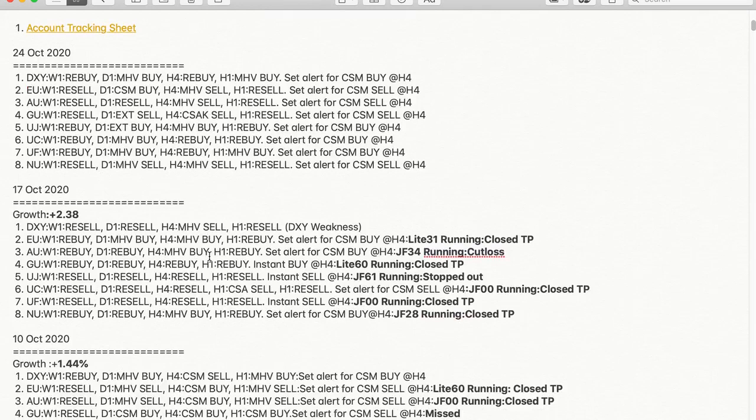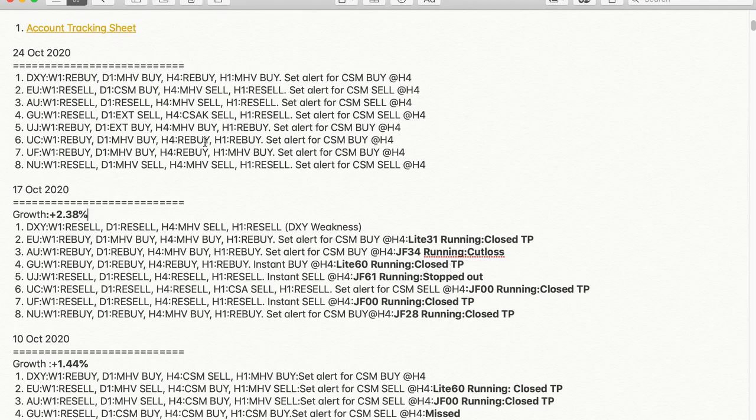Last week has been a profitable trading week for us. Our account growth was 2.38%. As you can see here, we only have one trade with cut loss and also one with stop out. The rest of the trades were closed at profit.